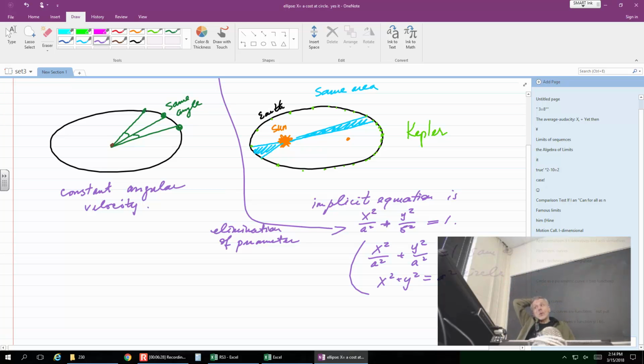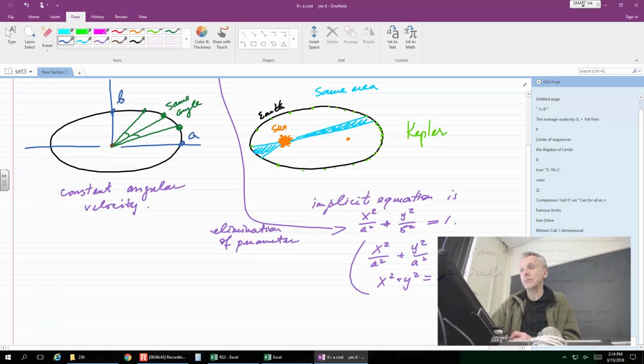So what are those a squared and b squared? You can guess. Well, we already know what they are. So this is a, and this is b. Between negative a and a horizontally, and between negative b and b vertically, is a rectangle where our ellipse is located, and that's how we got it.